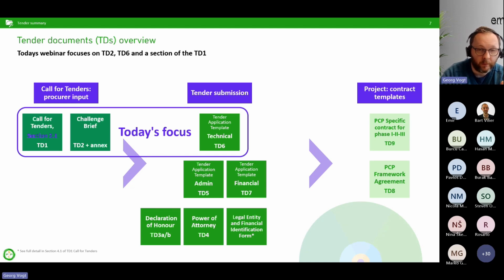The table is displayed in different means as follows. The call for tenders: today, the challenge brief, and section 2.1 of the call for tenders, TD1. The challenge brief describes the technical solution. It basically remains true until the end of the project. It basically says what we consider to be a problem for the supplier, for the procurers. And this is what we want to have solved by you.